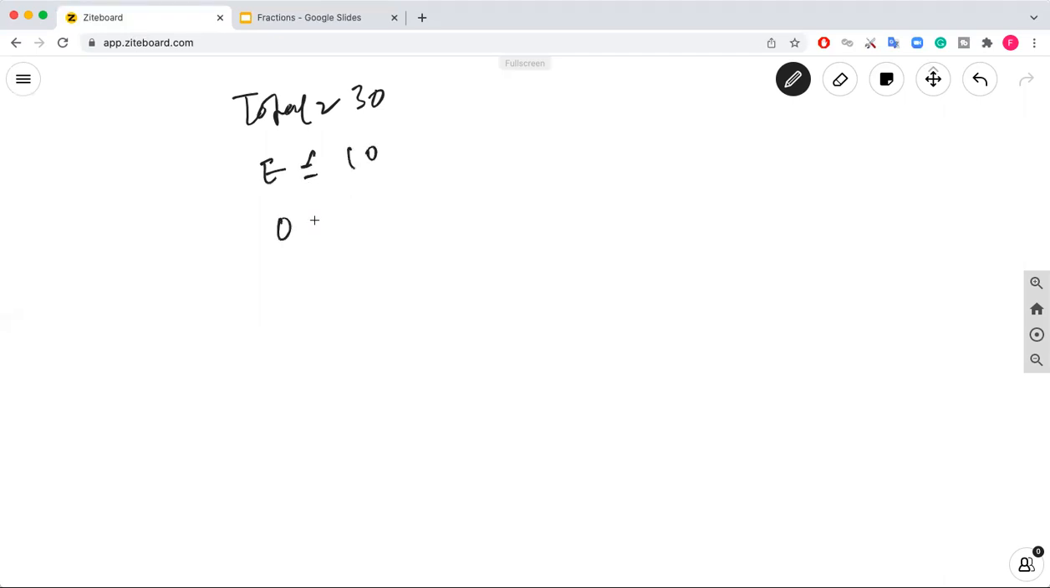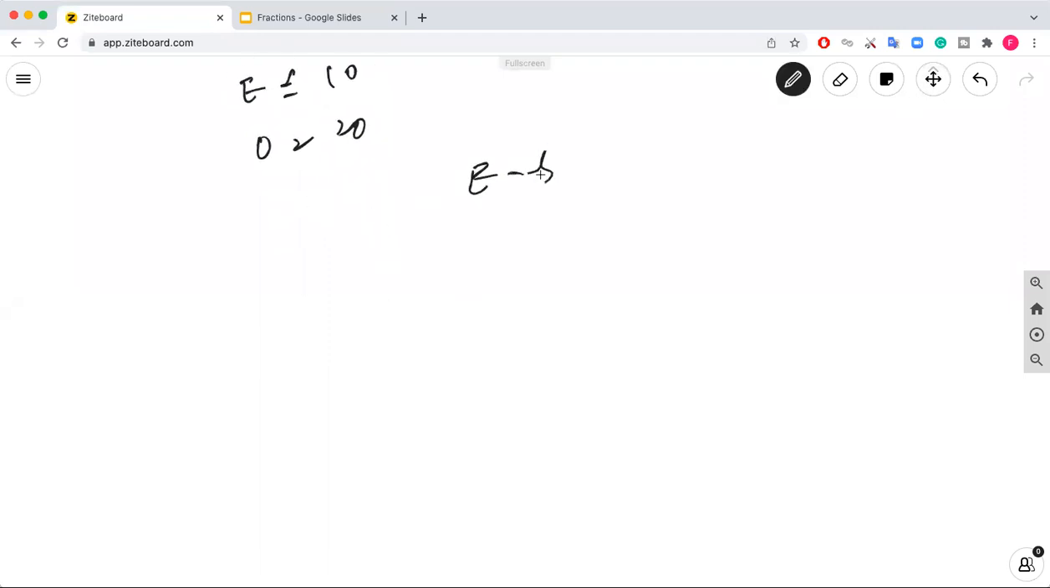Even is 10 and odd is 20, right? Now we are asked to find E minus S, where E is the estimated sum and S is the actual sum, which is 30. So for getting some range, we need to find the maximum value of this and the minimum value of this. First of all, let's try to get the maximum value.